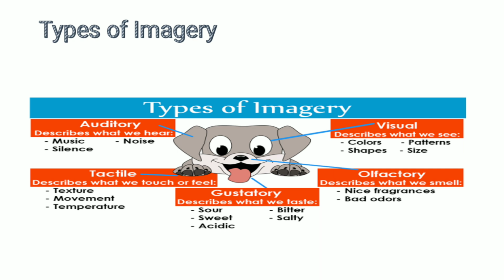And third type of imagery is gustatory imagery, in which we describe what we taste. For example, sour, sweet, acidic, bitter, salty. The other one is olfactory imagery. Olfactory imagery describes what we smell: nice fragrances, bad odors, and so on. The last one is visual imagery. Visual imagery describes what we see. For example, colors, shapes, patterns, size, and so on.